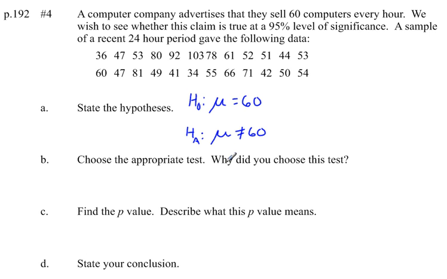Okay, so which test are we going to use? Well, we're comparing an average to a number, so we're either going to use a z-test or a t-test. Well, a few things here. First of all, we don't know a standard deviation, which would lead us to use a t-test. Plus, we have a relatively small sample here. We have 24 data points. So that's going to lead me to use a t-test.